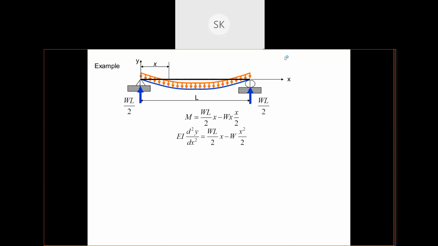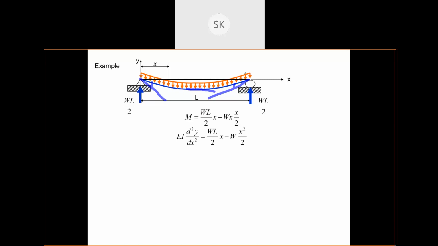That means at the middle part, if I'm drawing a tangent there, it is not making any angle. So slope is 0 at the middle part. But if you draw a tangent to this curve at the support, we'll get an angle, right? So at support, at A and B, your slope is maximum.